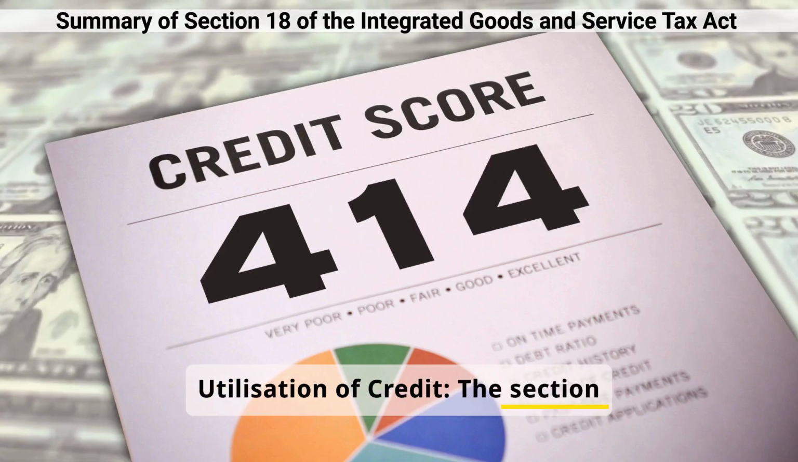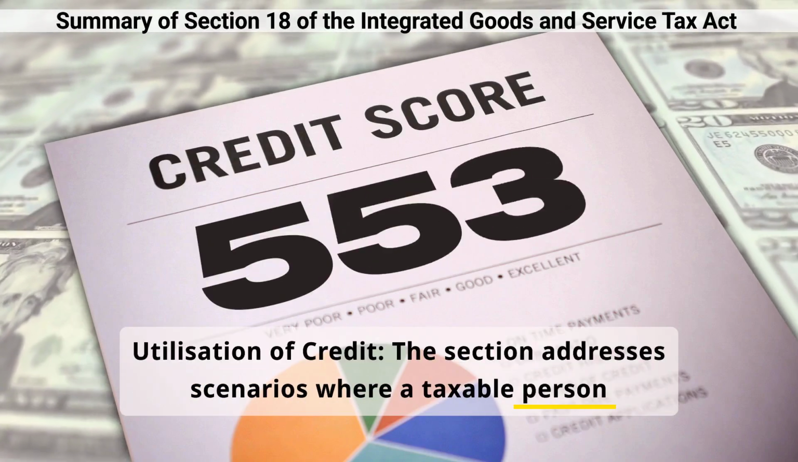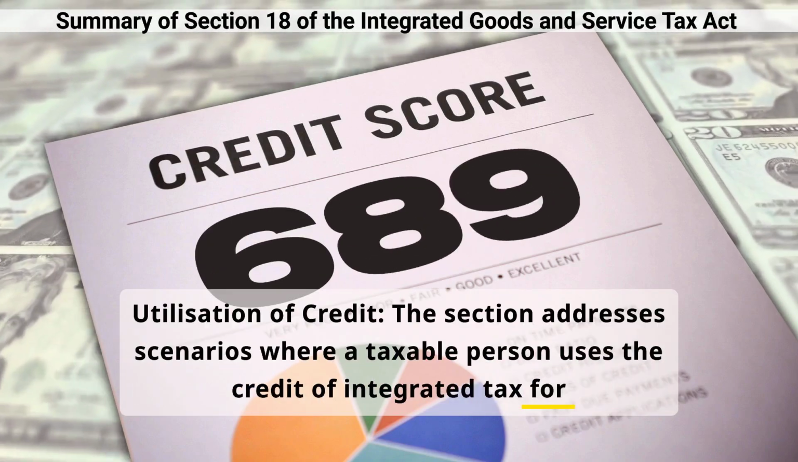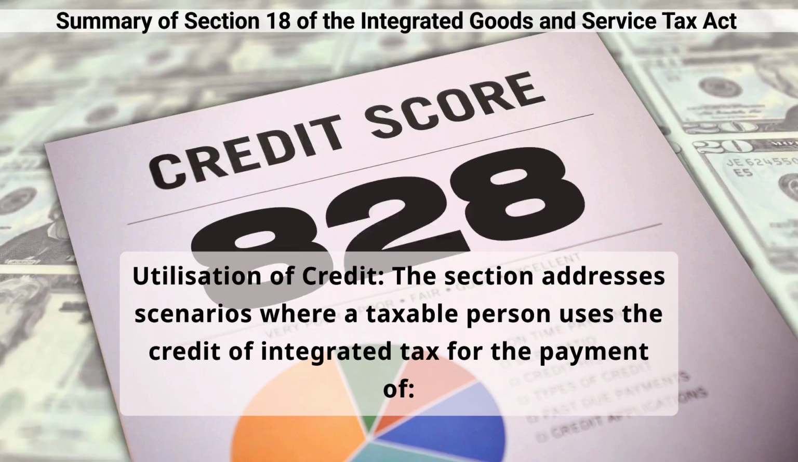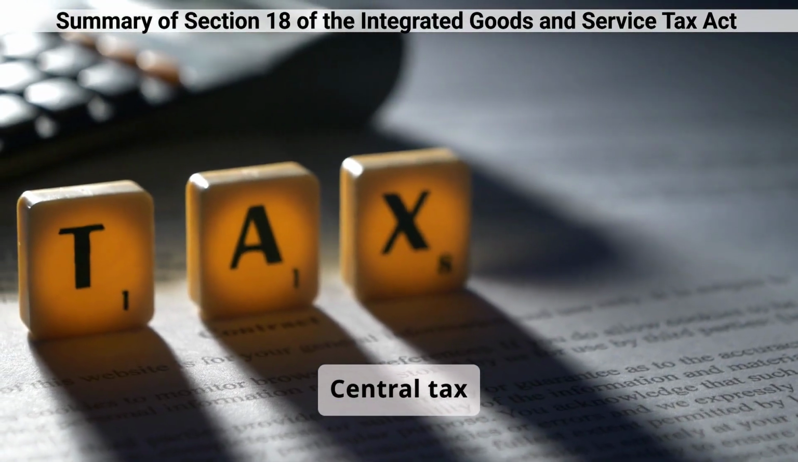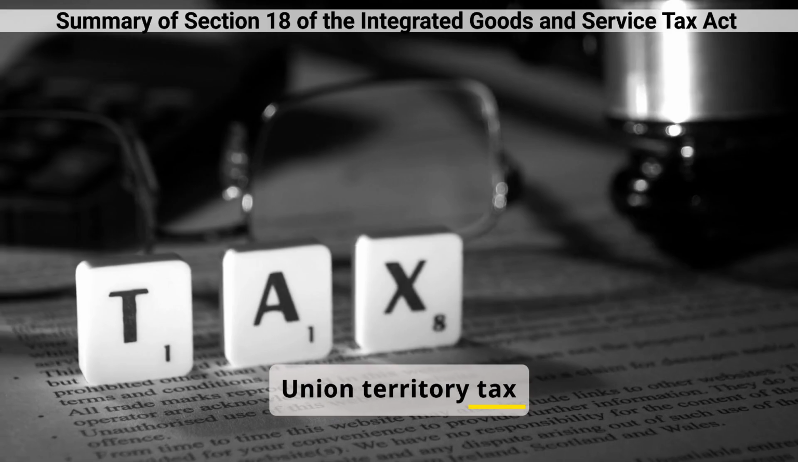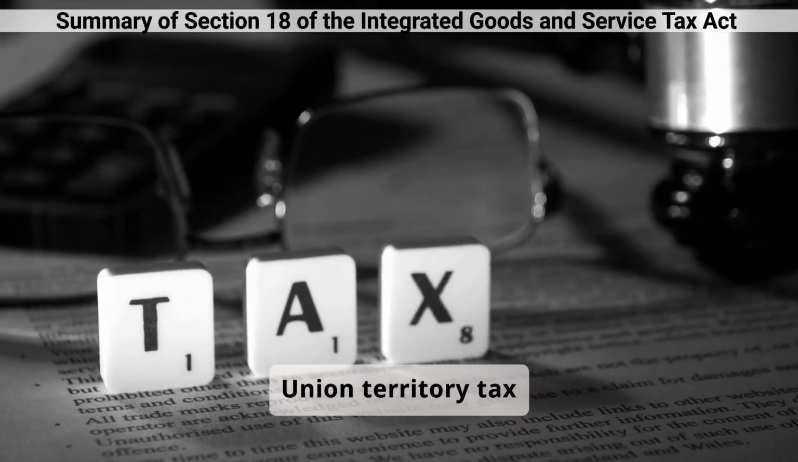Utilization of credit. The section addresses scenarios where a taxable person uses the credit of integrated tax for the payment of central tax, union territory tax, state tax.